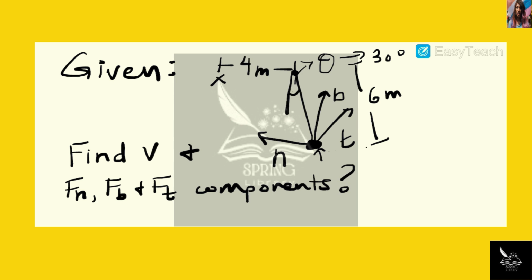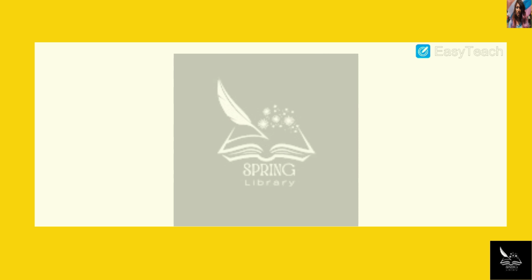And we know that the distance from the pivot point to the rider is 6 meters. So what we're asked to solve for is the velocity of the rider in the chair, and also the normal, tangential, and vertical force components acting on the rider during this ride when theta is equal to 30 degrees.